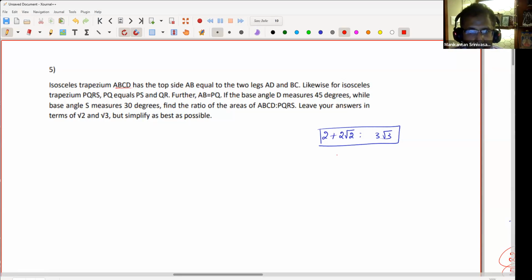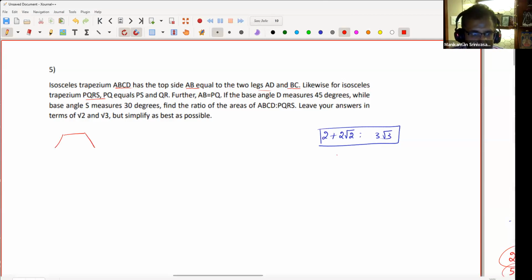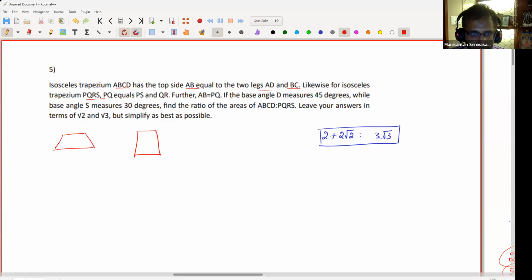So isosceles trapezium ABCD has top side AB equal to the two legs AD and BC. And likewise for another isosceles trapezium PQRS, which means both of them are looking something like this, right? So maybe one is looking steeper like this, and the side lengths are the same. Now I'll draw a better diagram, but obviously in geometry problems, you cannot expect the perfect diagram in the first round. First draw a sketchy diagram and then come back and, based on the data given in the problem, redraw.